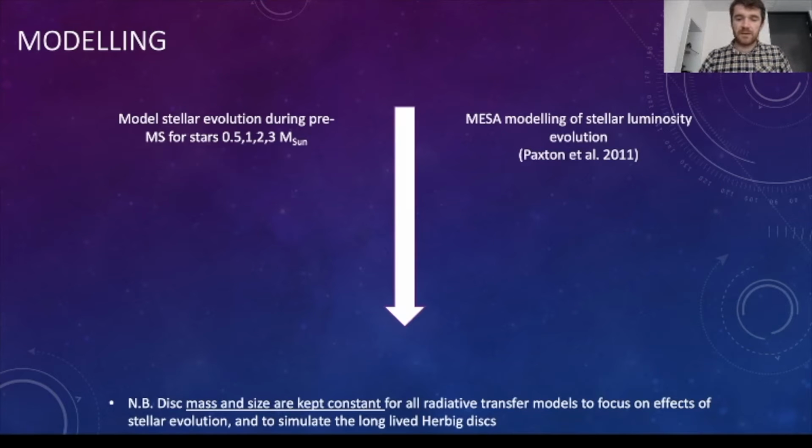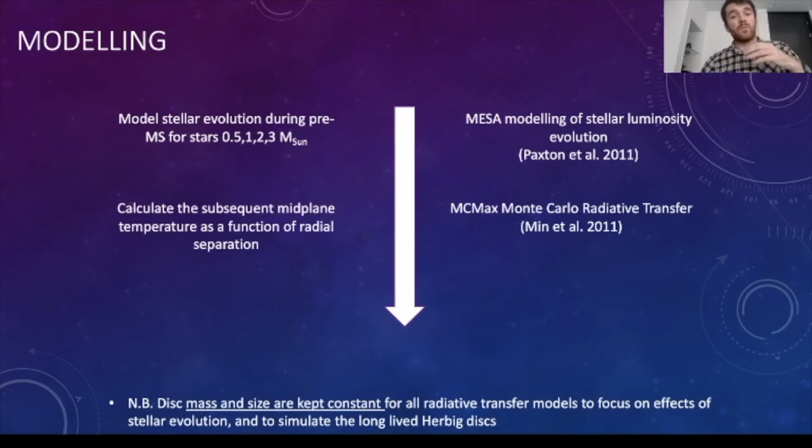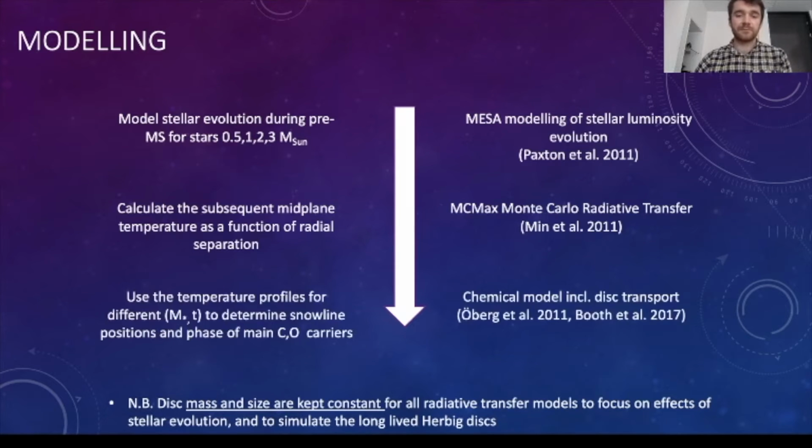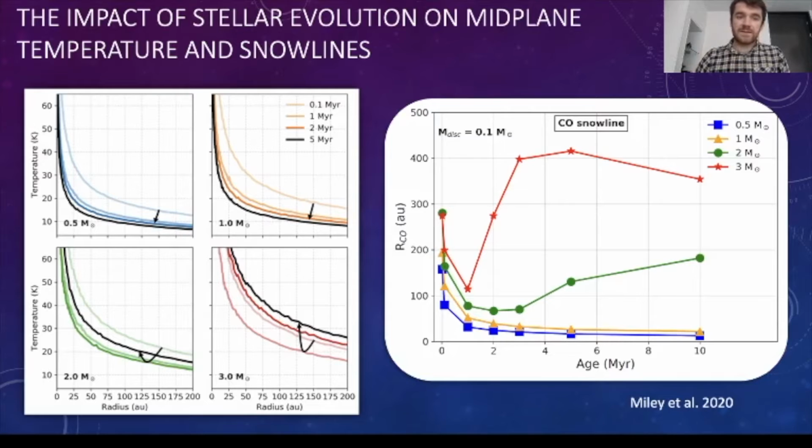So to do this, I combined a number of different types of modelling. Stellar luminosity evolution modelling in the pre-main sequence. Then we calculated reliable, self-consistent temperature profiles using MCMAX. And the chemical model of Oberg et al. wrapped into a mid-plane model that includes things like radial drift, which are important for moving volatiles from the outer disk to the inner regions. And this is the first set of results we got.